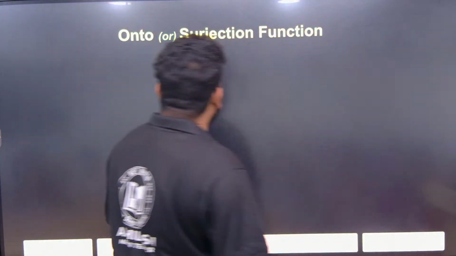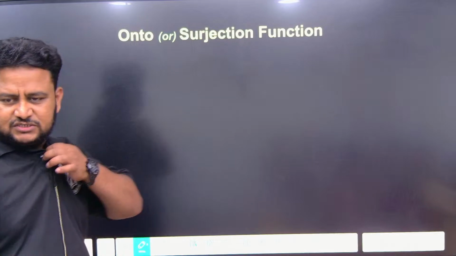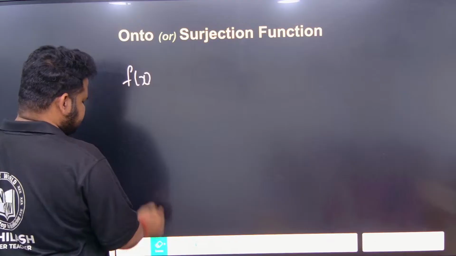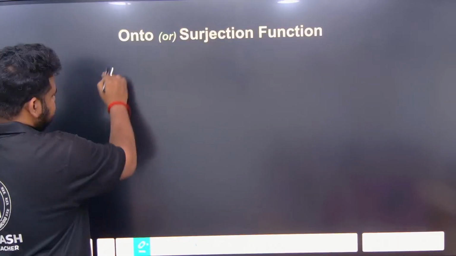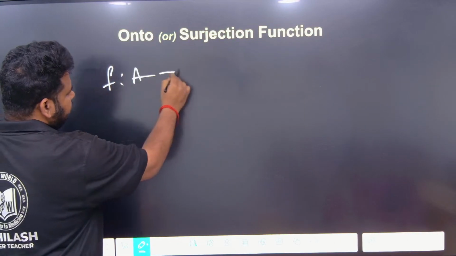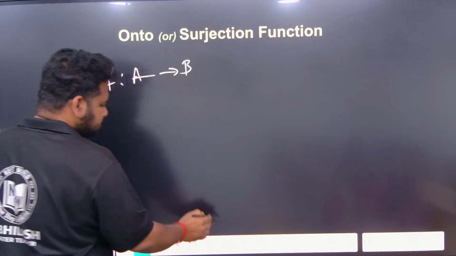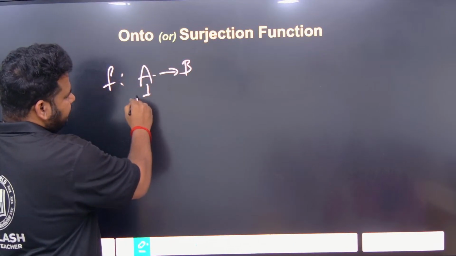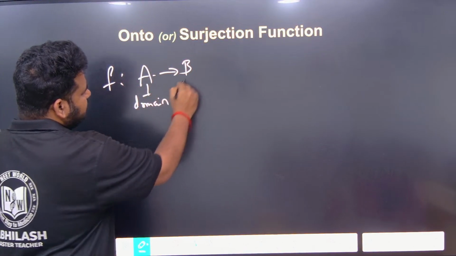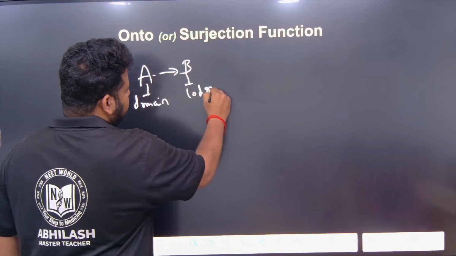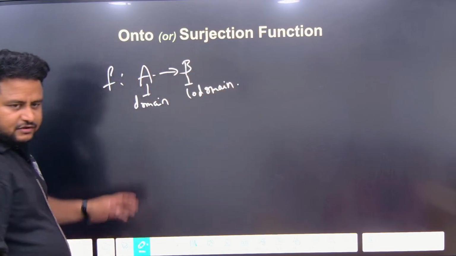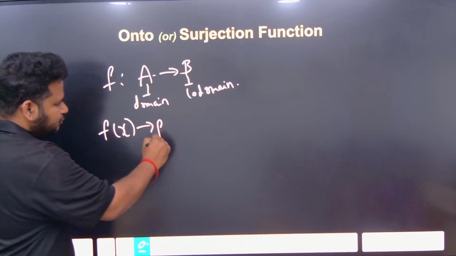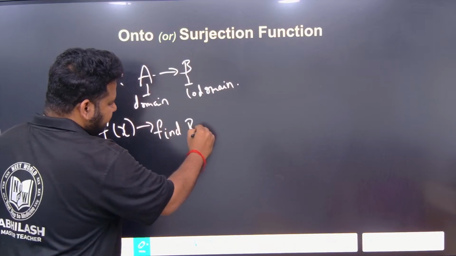Next one is onto, the surjection function. This means what? Here f of x is given. Suppose the function is defined like this, from A to B. We call this A as domain, and this B as codomain. Here in this function, for this f of x, what you do is find the range.